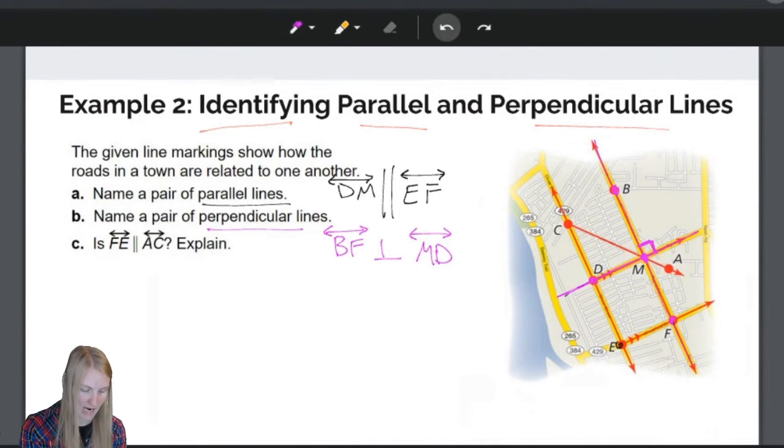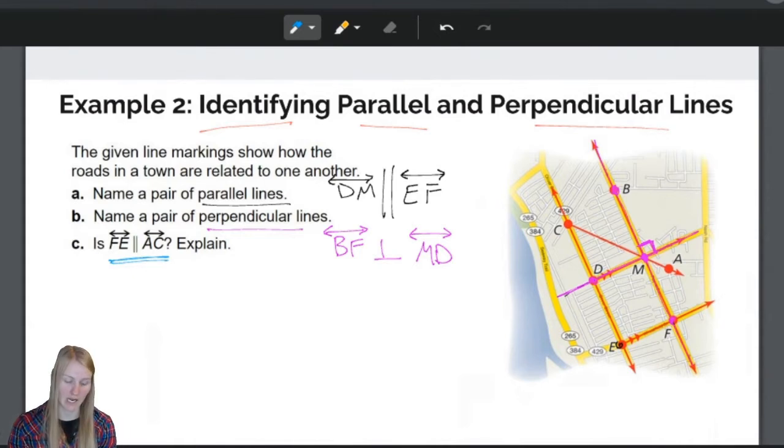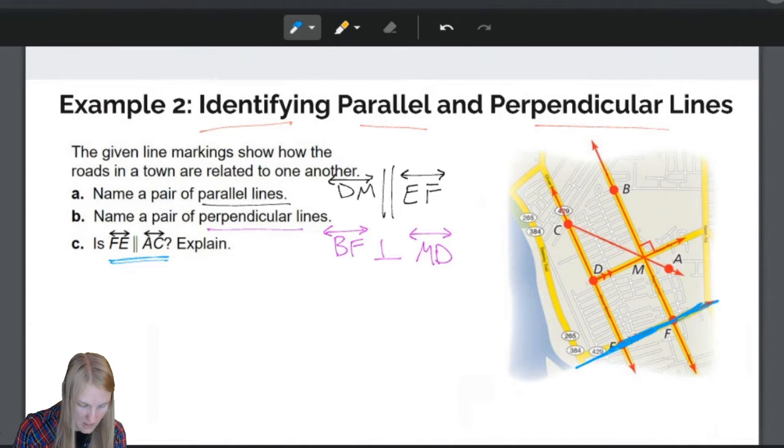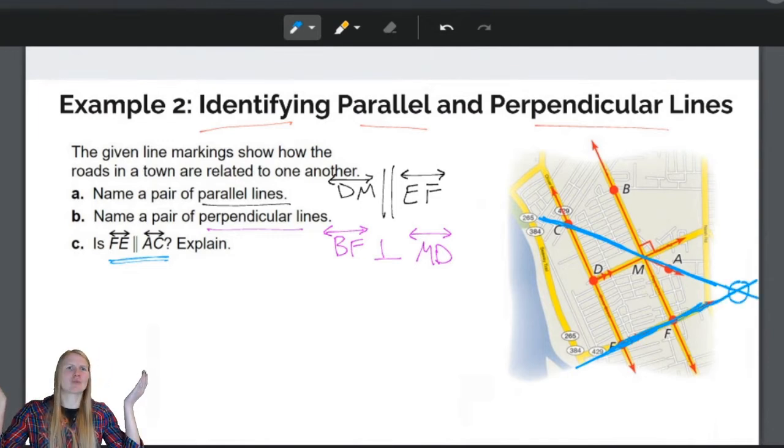Okay, beautiful. Last question. Is FE parallel to line AC? Let me clear up my diagram. Is FE, that's this line right here, and in fact, let me make this thicker. Is FE parallel to AC? Ooh, what do you think? Are those two lines in the same plane that will never intersect? No. No, these are obviously going to intersect. If I continue these lines on, look, they intersect right there. So no.